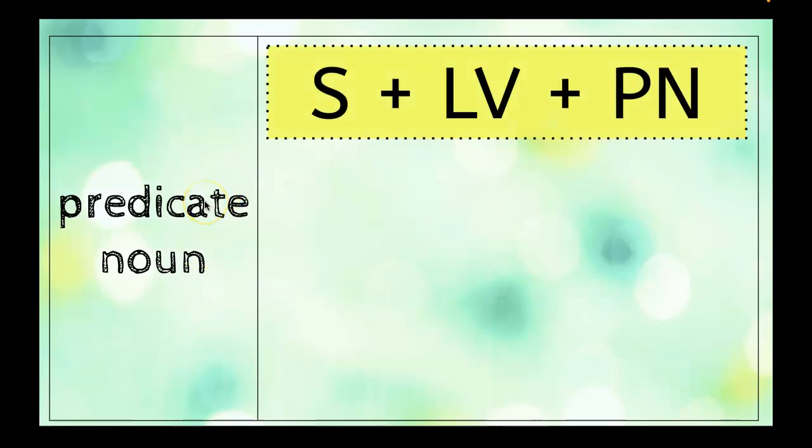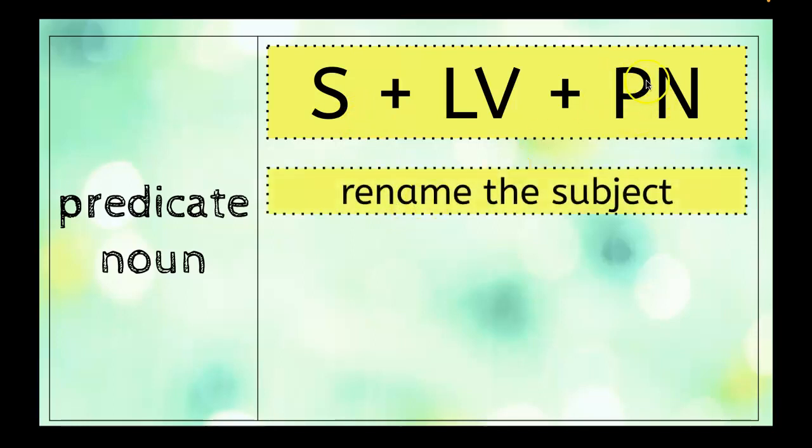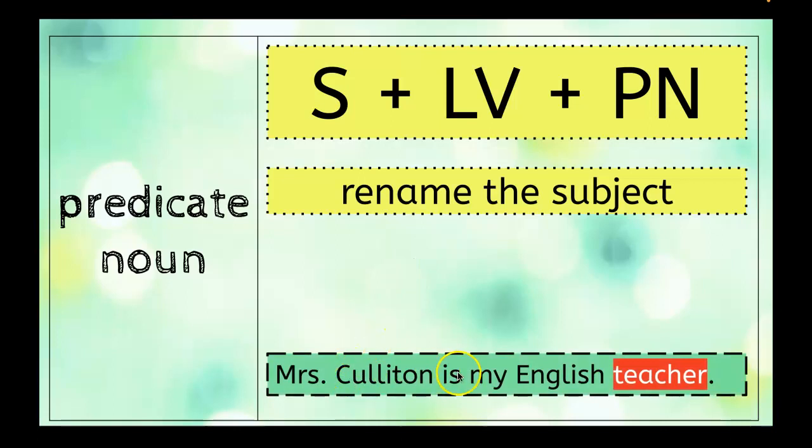The next job is a predicate noun. Let's say I don't find an action verb. I find a linking verb. And again, we're going to spend some more time talking about what linking verbs are, but linking verbs connect. They link something back to the subject. In this case, the predicate noun is going to rename the subject. Mrs. Culleton is a linking verb, my English teacher. Teacher renames Mrs. Culleton.